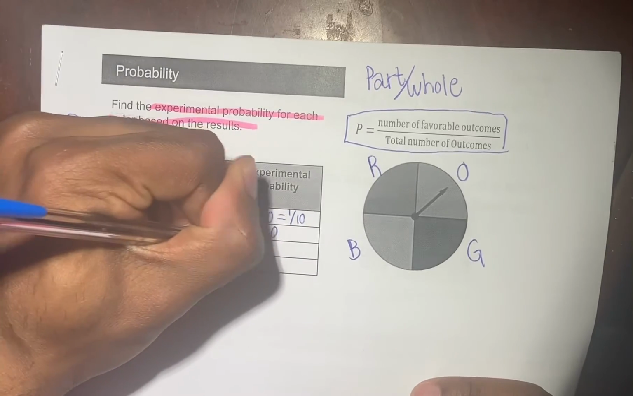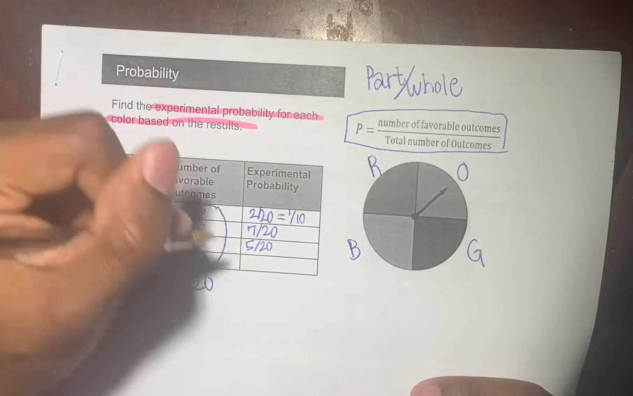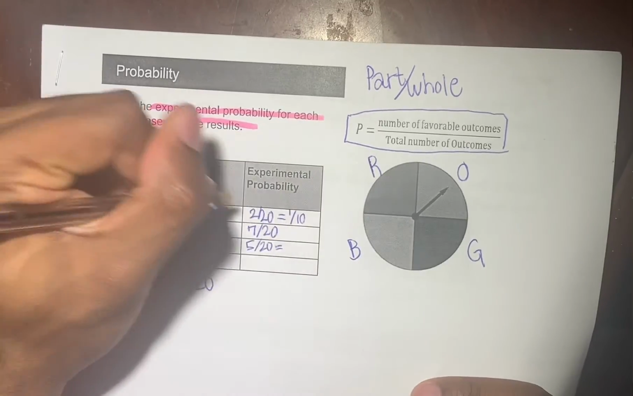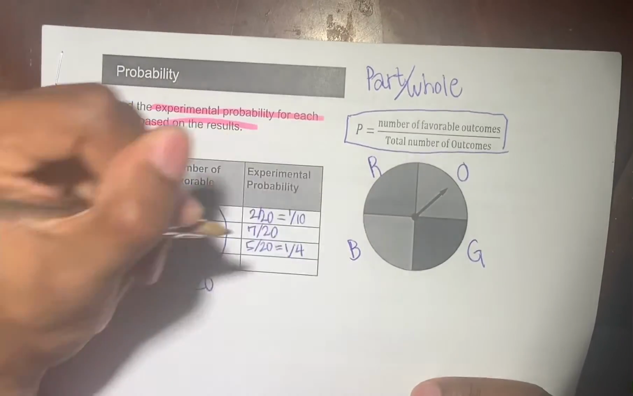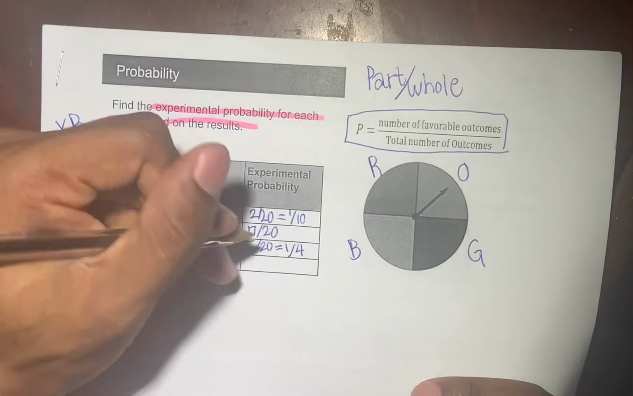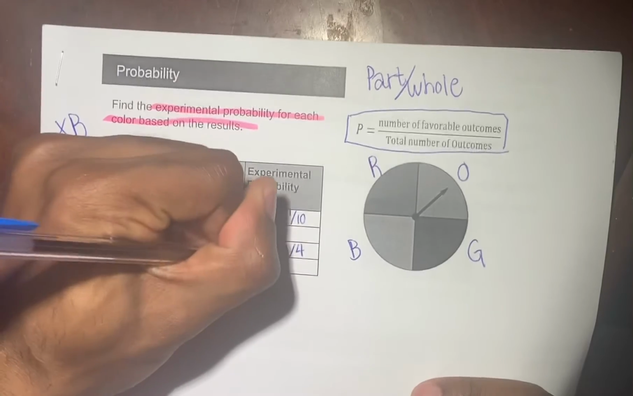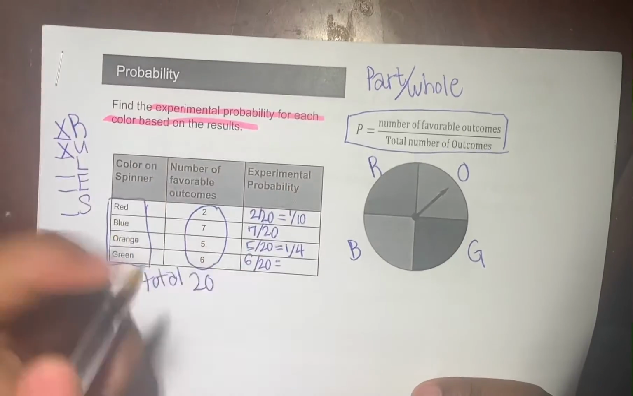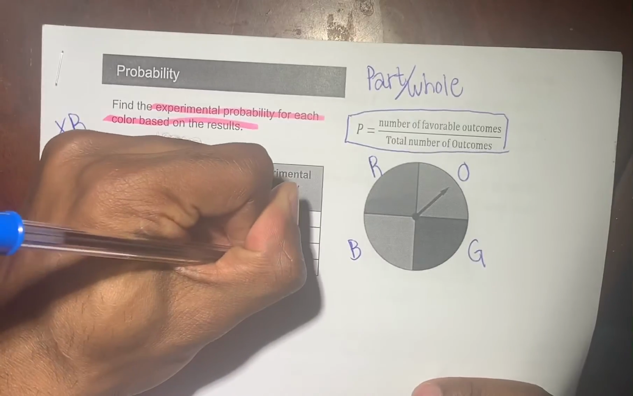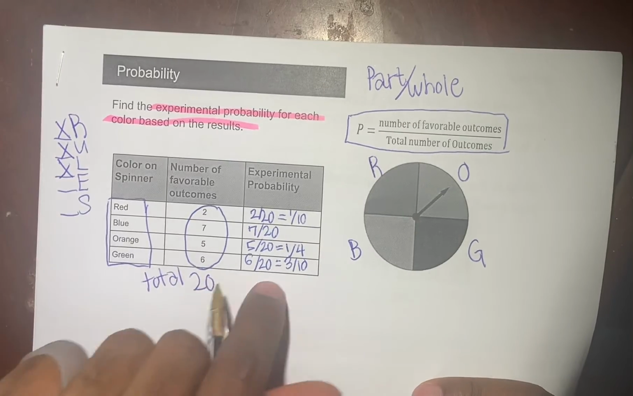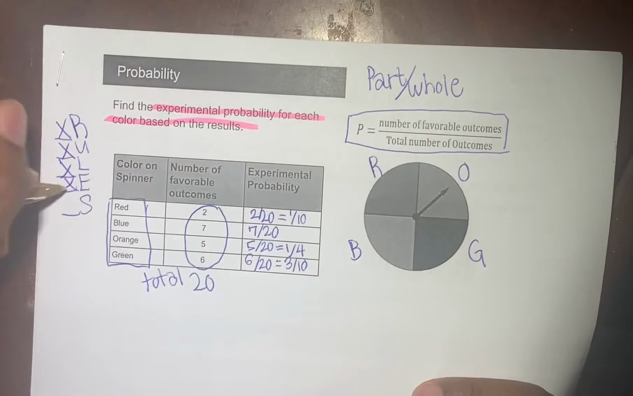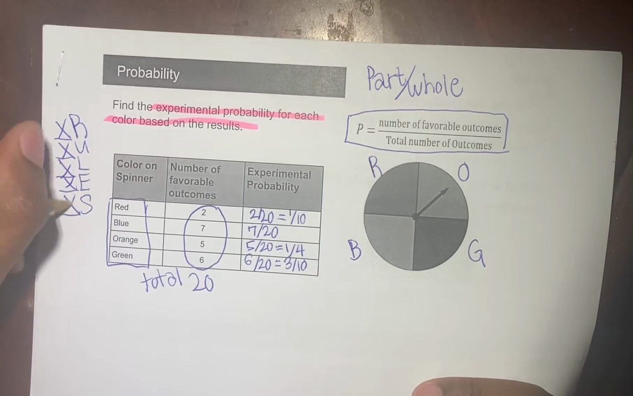Orange would be 5 over 20. We can simplify this by dividing the numerator and the denominator by 5, which would give me 1 over 4. Green, 6 over 20. And I could reduce this further as 3 over 10. All right? So we've labeled. This is our evaluation process. We have our label over our formula, and then we've solved it.